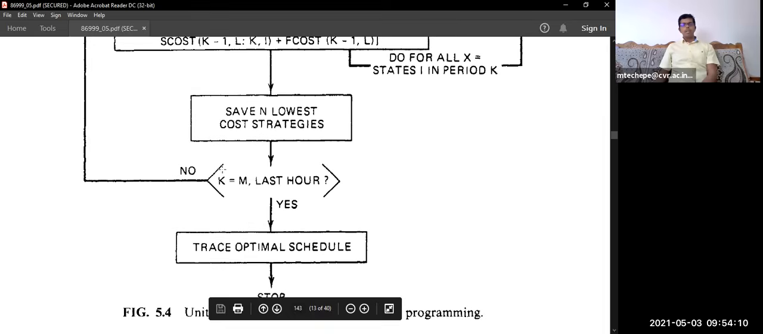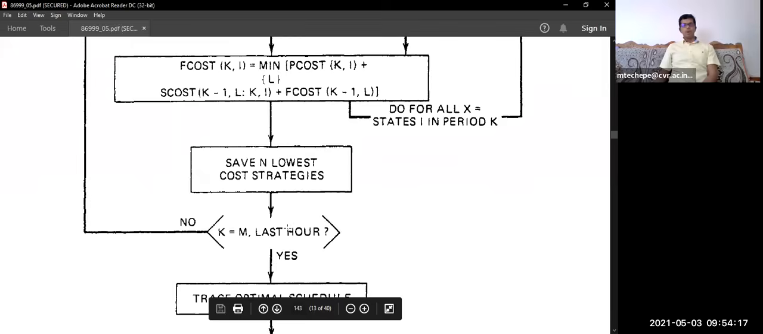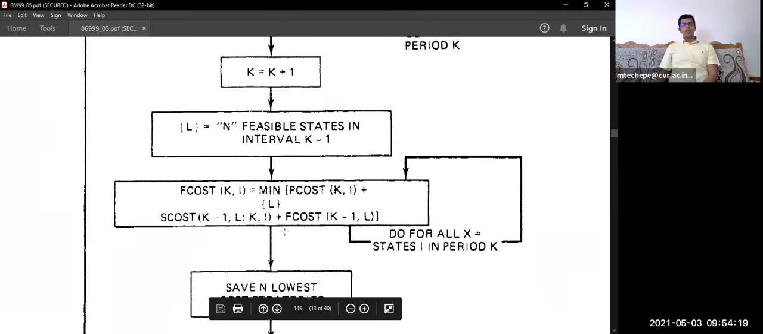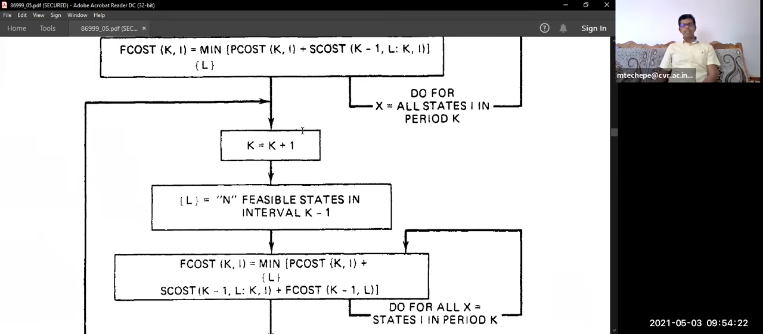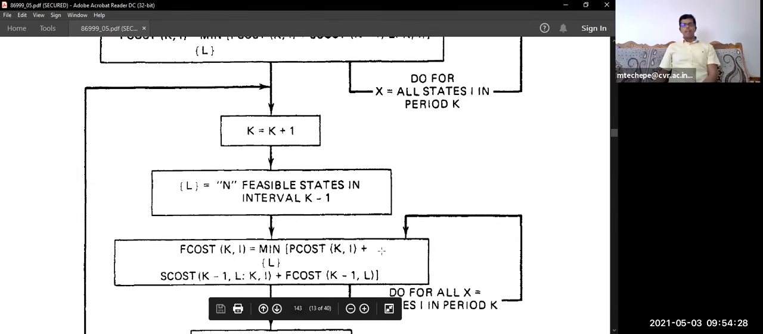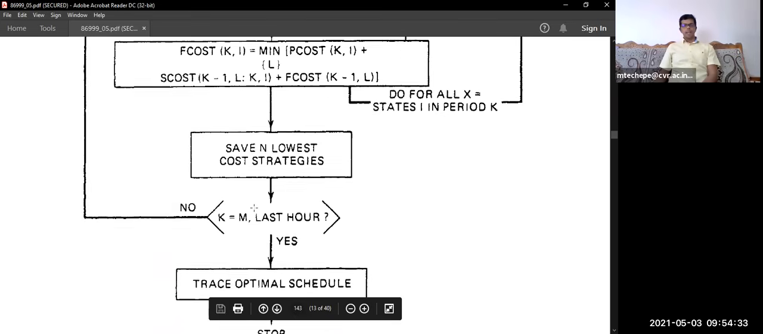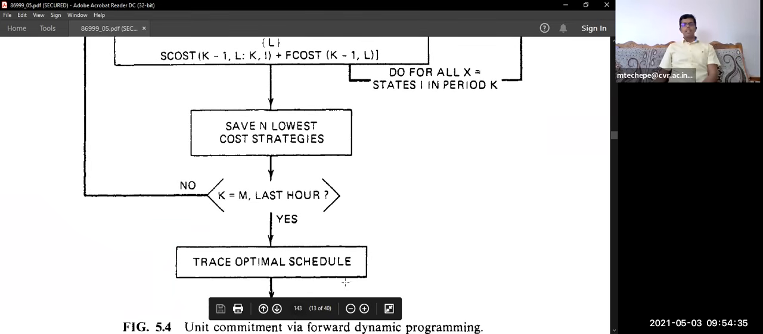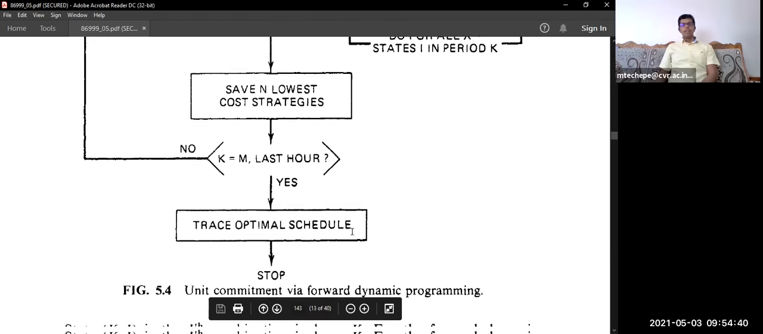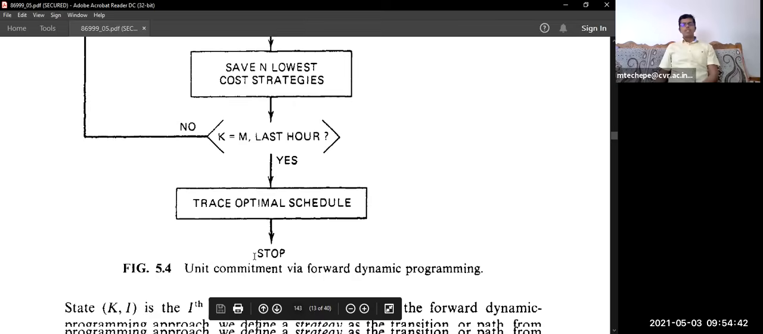Otherwise, we stop. So if it is yes, we go for tracing the optimal schedule. If it is no, we move back to this step, incrementing k equal to k plus 1, and again we do the same step until the optimal solution is reached, until the optimal scheduling is reached. So we trace the optimal schedule and we stop the algorithm.